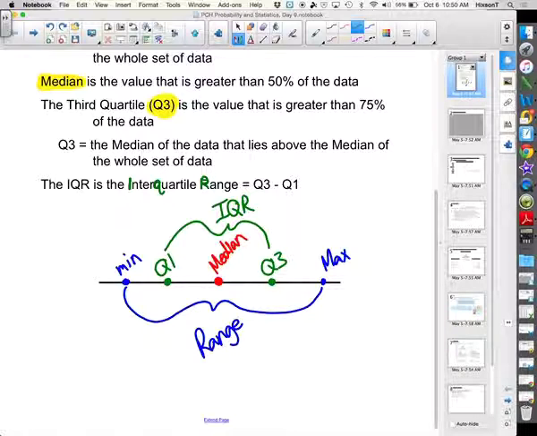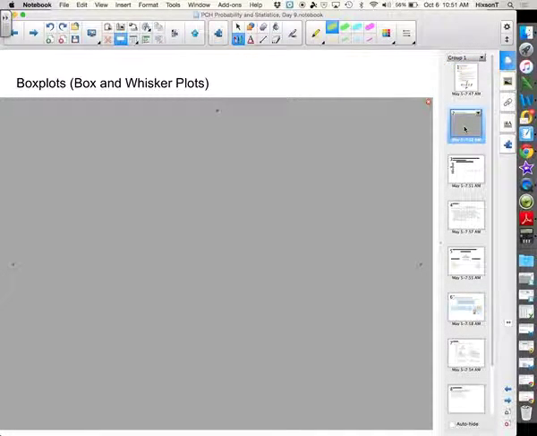So when I say find the 5-number summary, you think min, Q1, median, Q3, max. Okay? Those 5 values. So, what good is our 5-number summary? Well, the 5-number summary is how we construct a box plot or box and whisker plot. Okay?